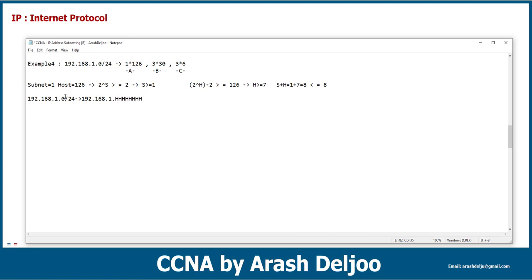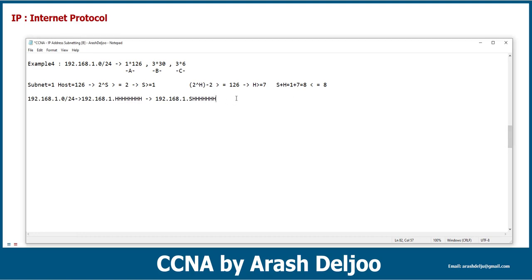Now we are converting this network by borrowing 1 bit from the host bits and giving this borrowed bit to the network. We call it a subnet bit, you know it. We need only 1 subnet bit and also 7 host bits. Now we can change the value of the subnet bit, and finally we will have different networks.